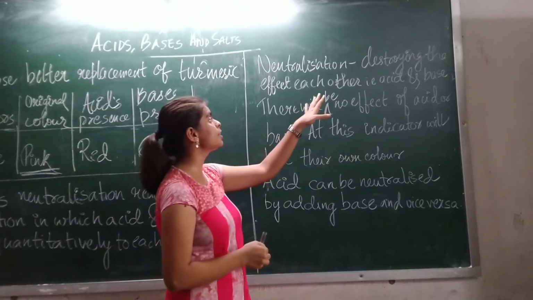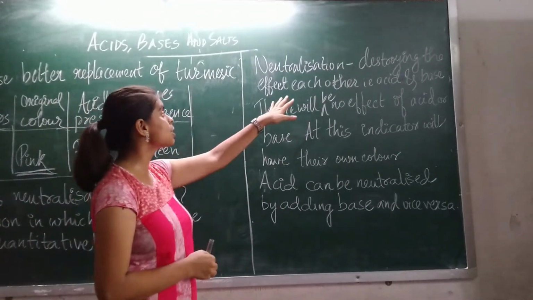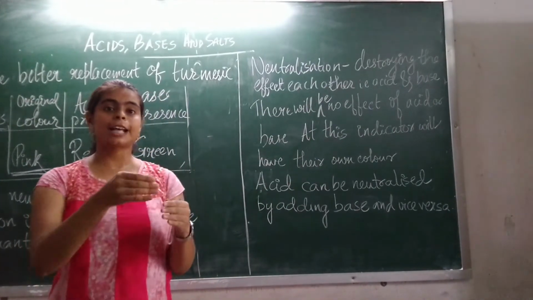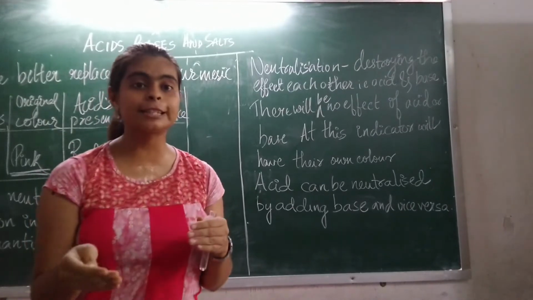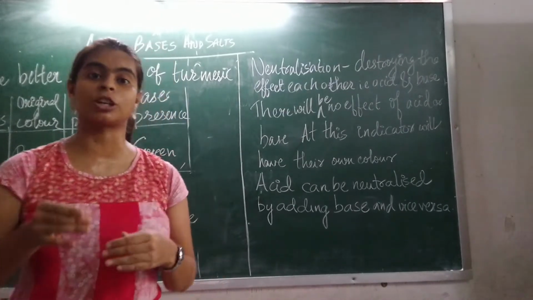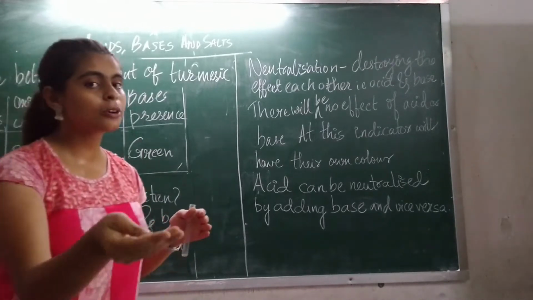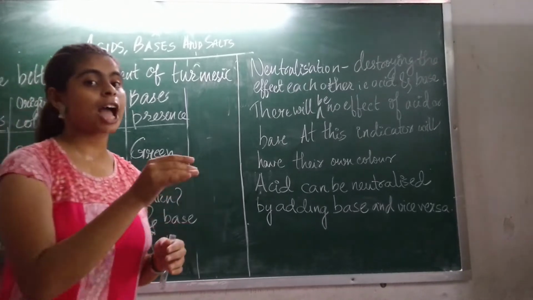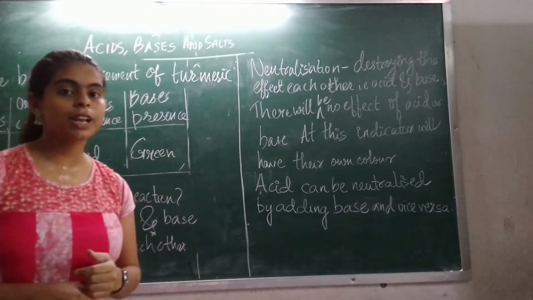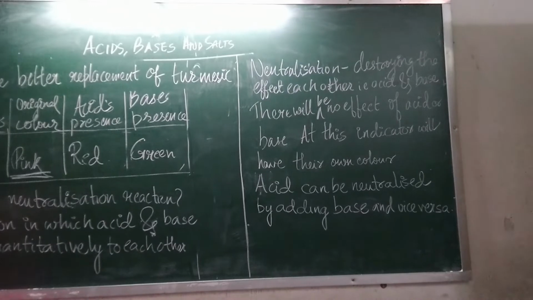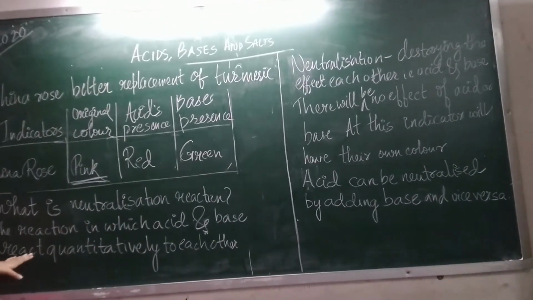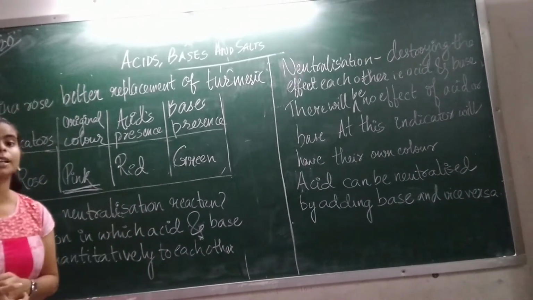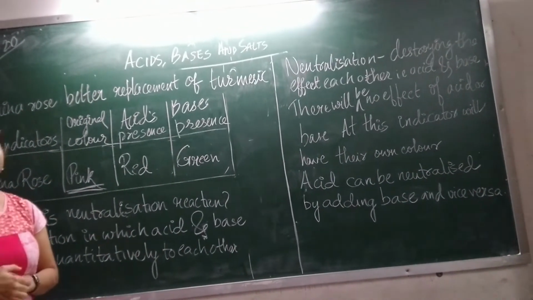Neutralization means destroying the effect of each other, that is acid and base. Whenever we add acid to a base or base to an acid, they will destroy the effect of each other. Acid will try to destroy the effect of base, and base will try to destroy the effect of acid. And this reaction is called neutralization reaction. So what do we say? The reaction in which acid and base react quantitatively to each other is called neutralization reaction.